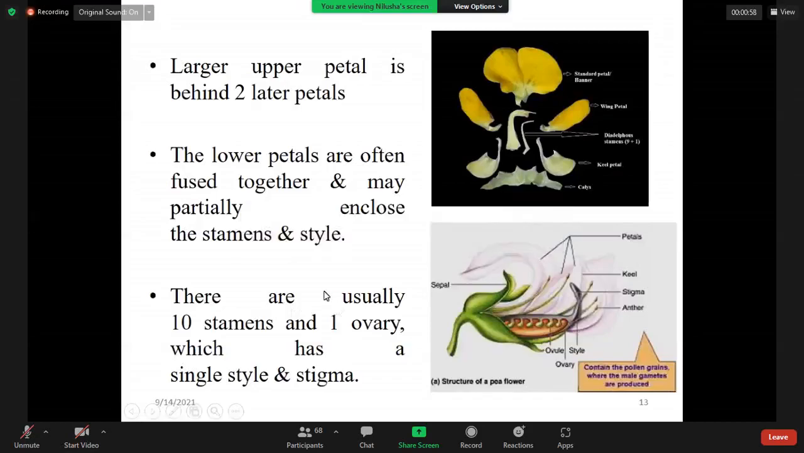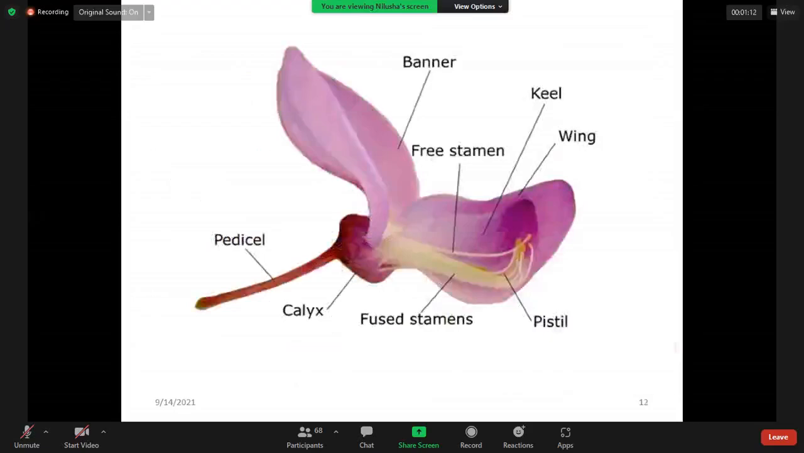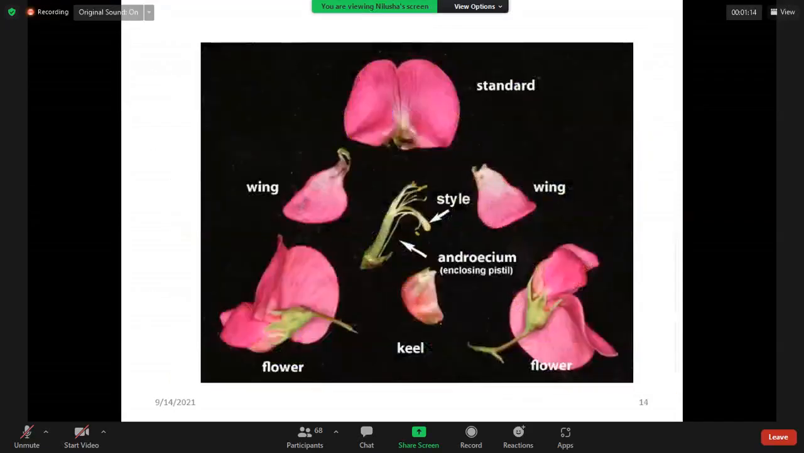This flower contains 10 stamens and one ovary. It contains a single style and the stigma. This is the petal. You can see this one is the standard, or we call it the banner petal. These other two are the wing petals, and the other one is the keel.